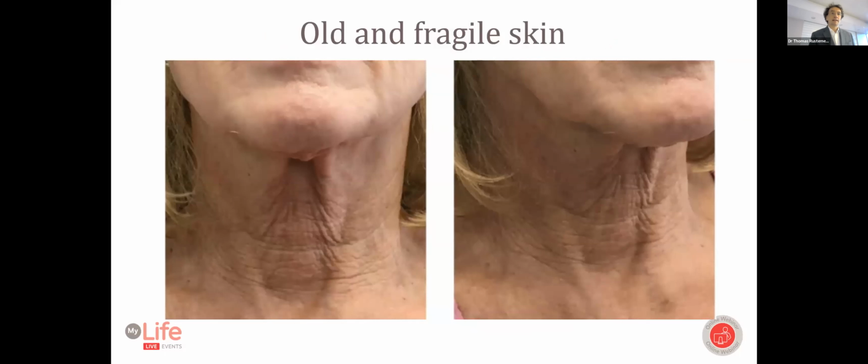Here, another lady has sensitive, fragile skin with many wrinkles and lines. This is very sensitive. We have to have very good base plates, very good adhesive materials, and very good technique to remove it and to detect irritation as soon as possible.